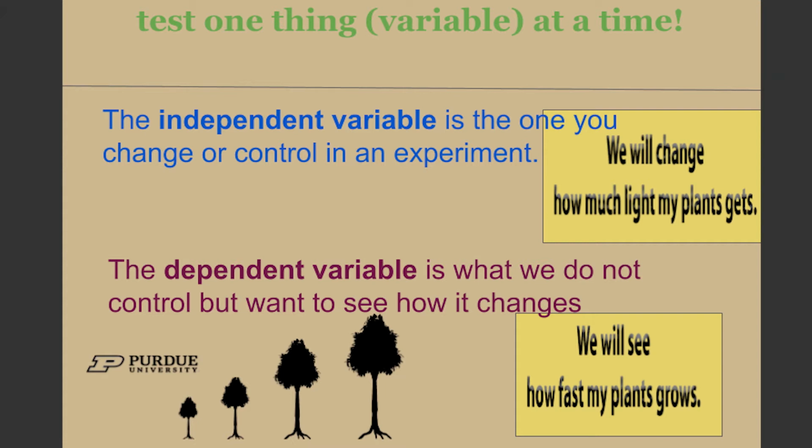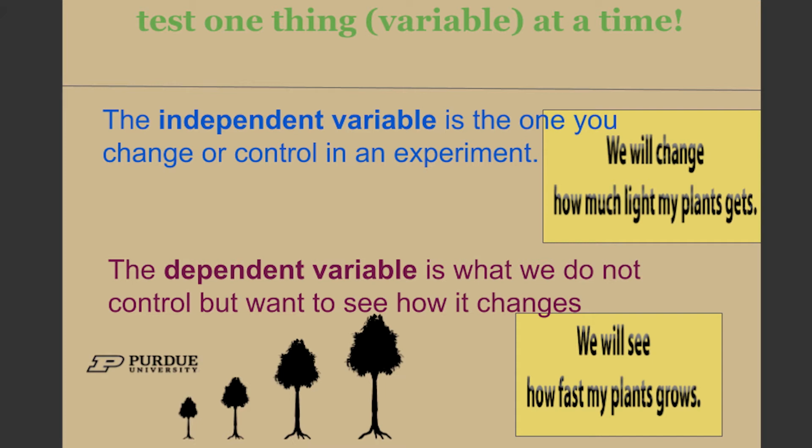And so then our dependent variable is the thing that we don't really have control over, but it's what we're watching to see. We want to see what changes, right? So what's going to change? Well, we think how fast the plant grows is what's going to change. So that's our dependent variable. Now, these are really tricky sometimes, and sometimes it's hard to remember which one of those they are. And so remember, we're going to change the independent variable, but we're going to see what happens for the dependent.